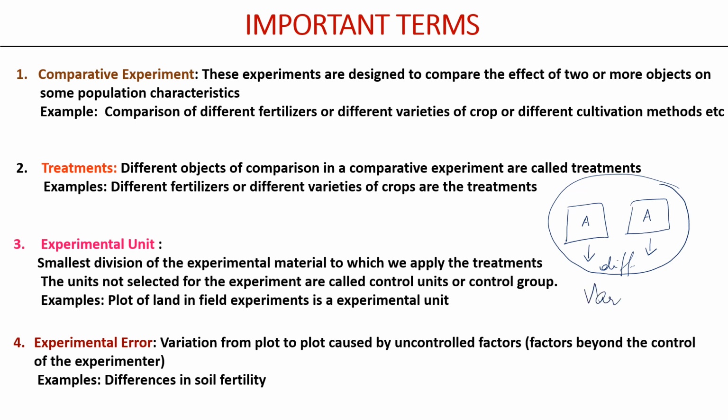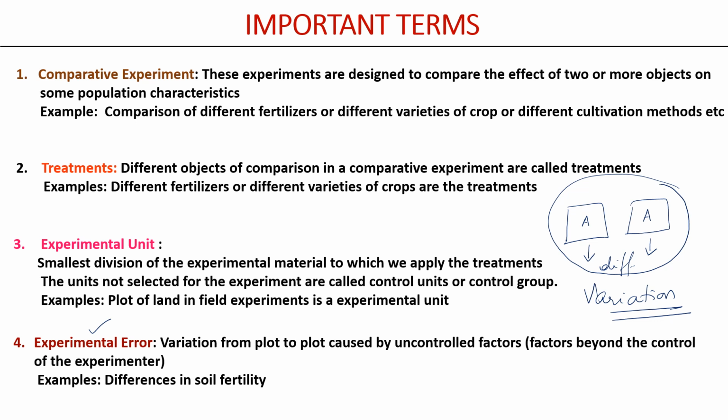The variation that we see in the results from plot to plot is called an experimental error. There are a number of factors that are related to this. We cannot say this is the reason why there is an error. So the factors are plenty, and our motto will be to reduce the experimental error.